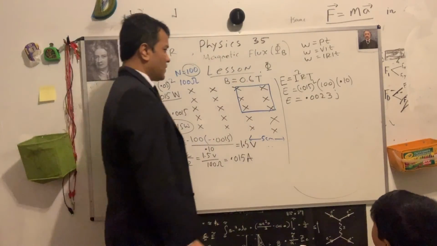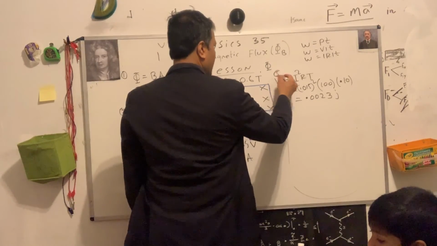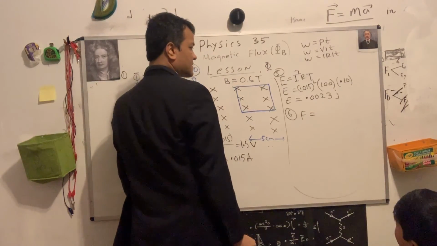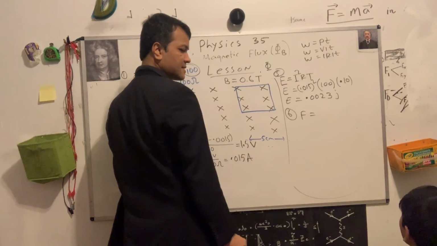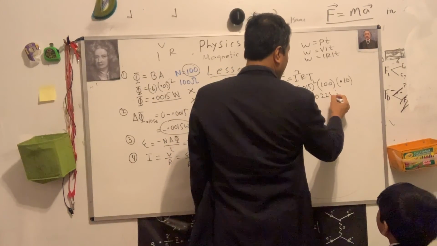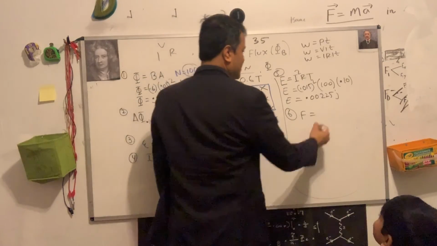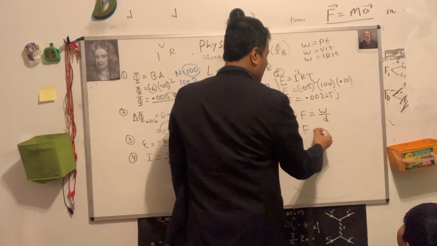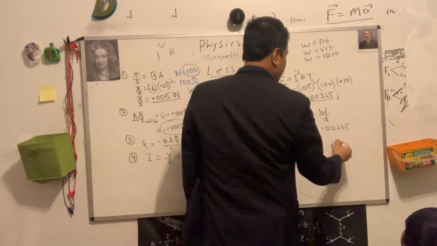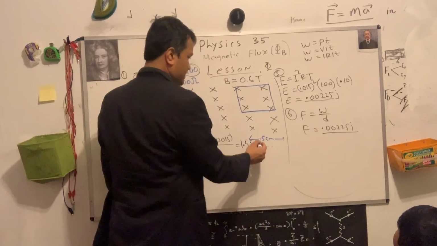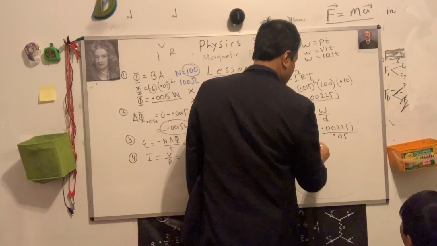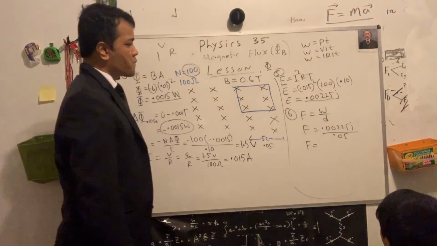Now we can find the force. Force is W over D, work is F times D. W is 0.00225 joules, and D is 0.05 meters. And how much is that? 0.045 newtons.